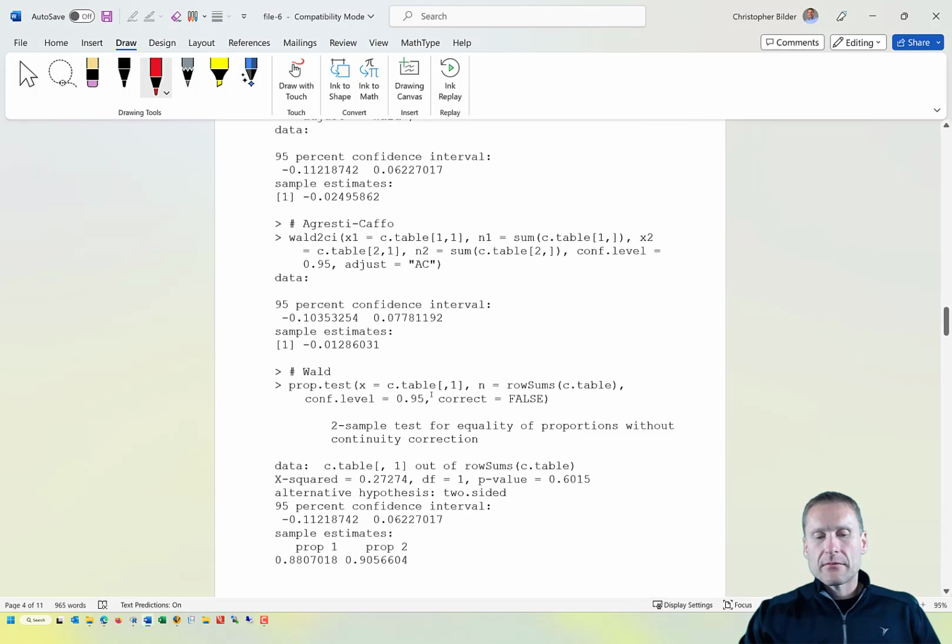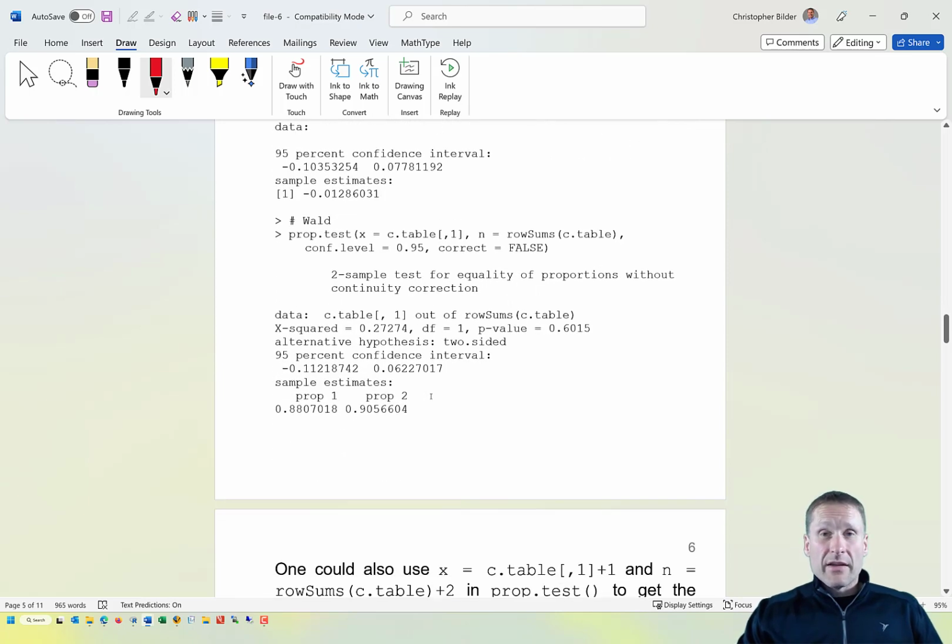Okay. There are many different ways in R where these intervals can be calculated. On your own, you can take a look at this additional function called prop.test. This actually exists in the stats package, which is automatically installed in R itself. Prop.test can do the Wald interval automatically for you, and through a simple adjustment, you can do the Agresti-Caffo interval as well, as shown in my program.